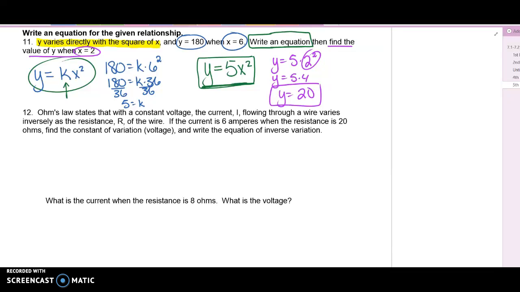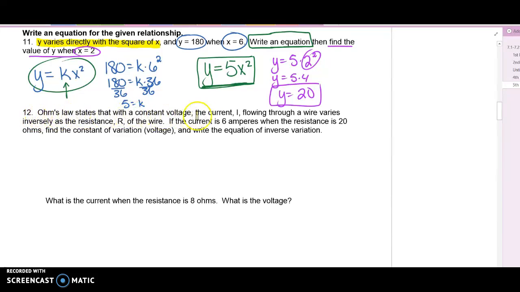Number 12, I'm guessing that most of you would read through this problem and immediately say, no, I'm out. Ohm's law states that with a constant voltage, the current I flowing through a wire varies inversely as the resistance R of the wire. Yeah, how many of you are actually still with me? So what we need to do is read through this again and see if we can find something that looks familiar.